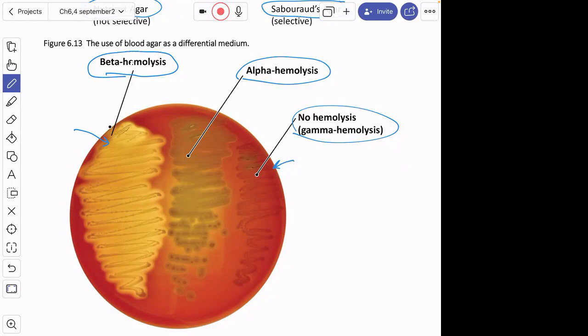We could make blood agar selective as well if we added a couple different antibiotics to it that select against a certain kind of bacteria and allow another one to grow. So media can be both selective and differential, or it can be one or the other, or something like nutrient agar is neither one.